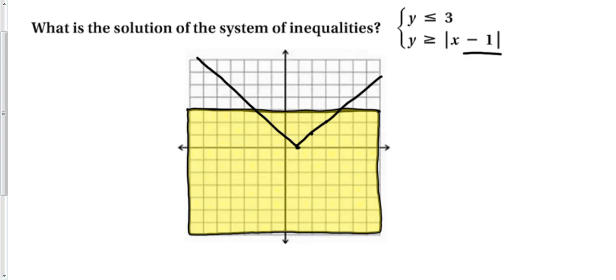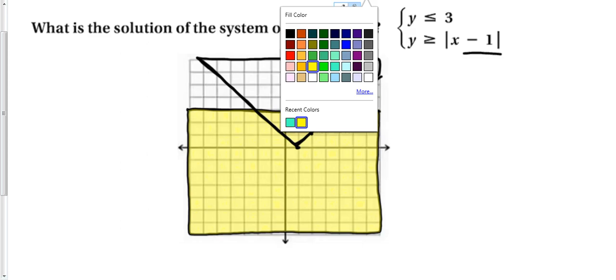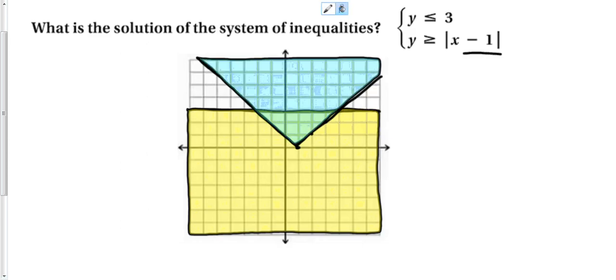Now, looking at the equation, I see that y is greater than or equal to the absolute value of x minus 1. So that means that my shading is going to be above the line. Everywhere above the line is going to be shaded in, in blue again, which will make my overlap green. So it's the green area that will make both of these inequalities true.